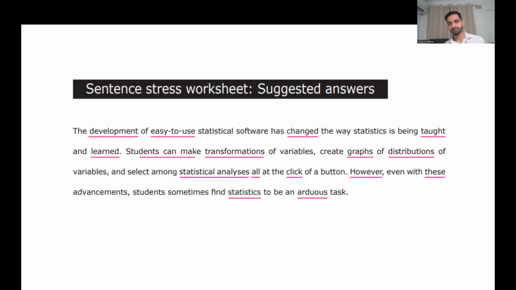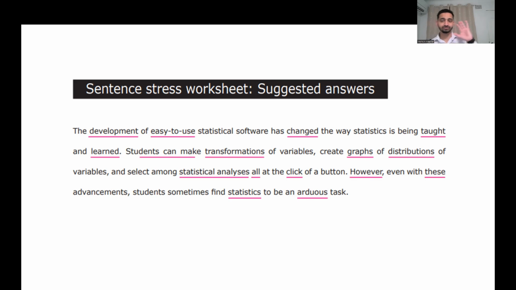However, it's contrasting, it's using the stress to contrast. "Even with these advancements, students sometimes find statistics to be an arduous task," right? So it really depends on how you want to stress things, and this is just one possible answer, like we discussed. But if you stressed it in a different way, as long as it's making sense, you should know you have done a good job. Okay, so remember that.